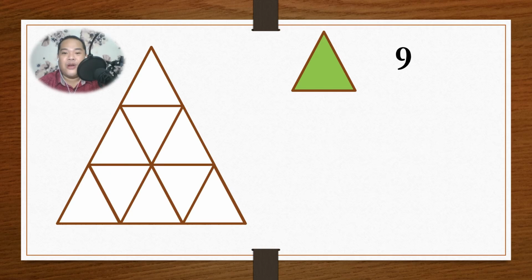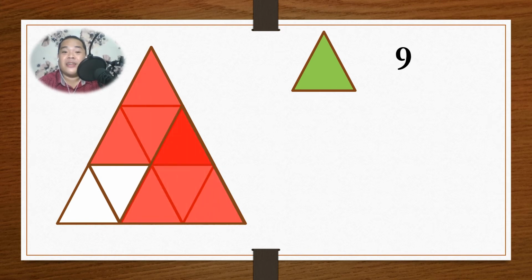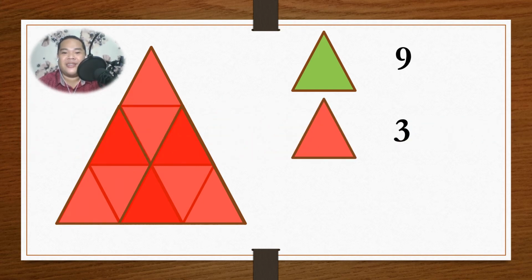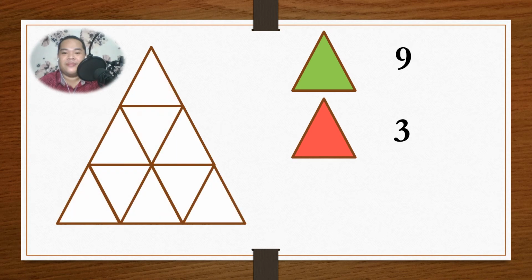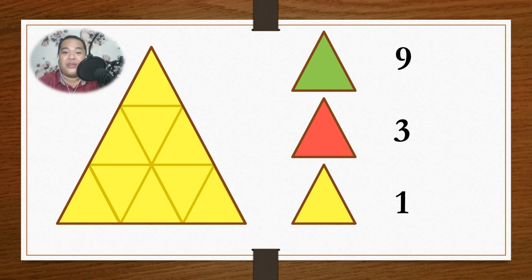Now, we begin counting the bigger triangles. 1, 2, 3. There are 3 bigger triangles. Now, the last triangle remaining is the biggest one. There is only 1 biggest triangle, for a total of 13 triangles.